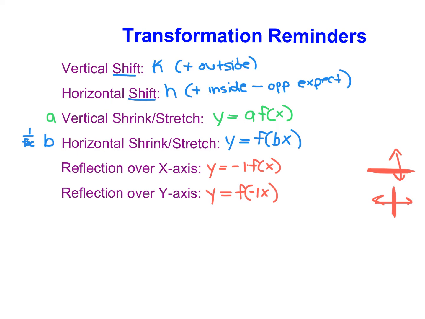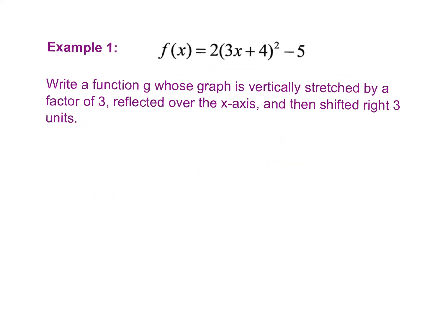So we'll be using all 6 of these topics today as we perform multiple transformations on different equations. So example 1 here we can see is a part of the quadratic family. And what we're going to do is write a function g whose graph is vertically stretched by a factor of 3, then reflected over the x-axis, and then shifted right 3 units. So we have 3 different transformations going on, and we're going to do each one in order.